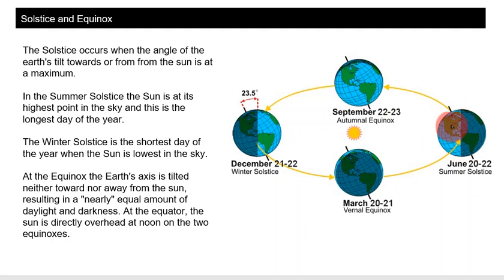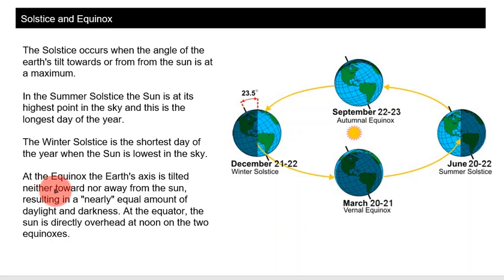Why? Because the northern hemisphere is tilted towards the Sun, so it's getting more sunlight for that period of time. The winter solstice is the shortest day of the year, when the Sun is lowest in the sky. So at the winter solstice over here, the northern hemisphere is going to have the shortest days, around the 21st, 22nd of December.